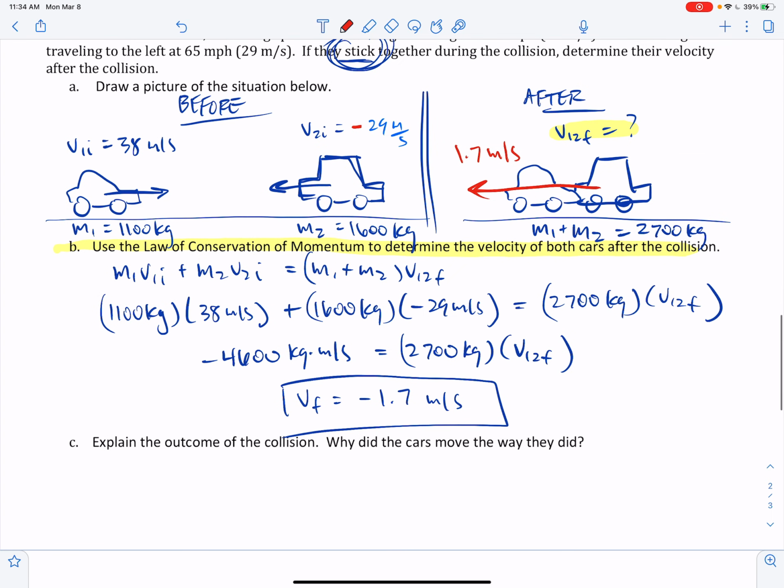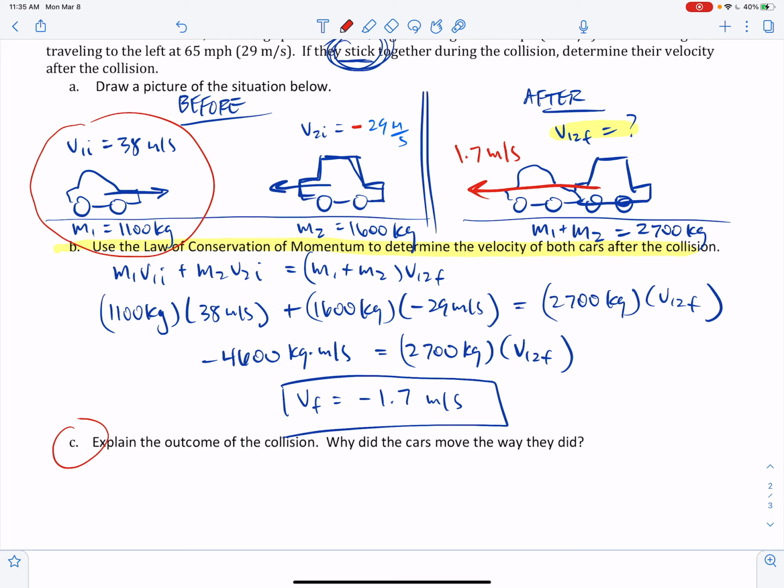Now, part C: explain the outcome of the collision. Why did the cars move the way that they did? Specifically, why did they move to the left after the collision and not to the right? Well, the direction is determined by the car that has the greater momentum to begin with. Look at how much momentum the sports car has at the beginning. It's got a mass of 1,100 kilograms, moving at a velocity of 38 meters per second.